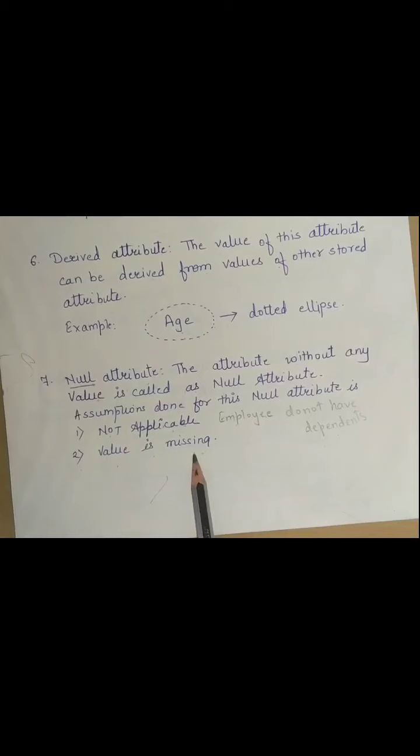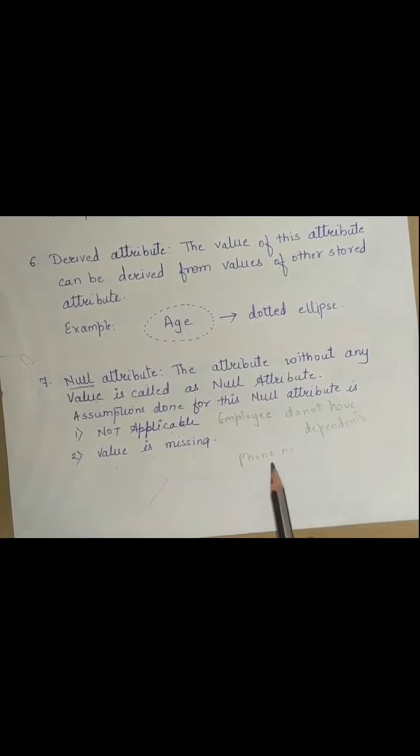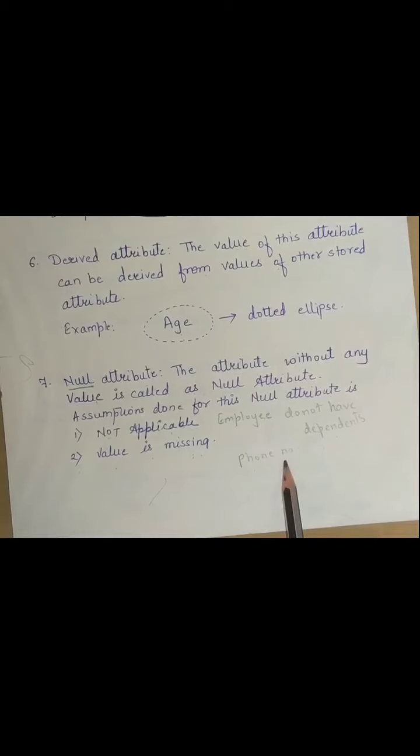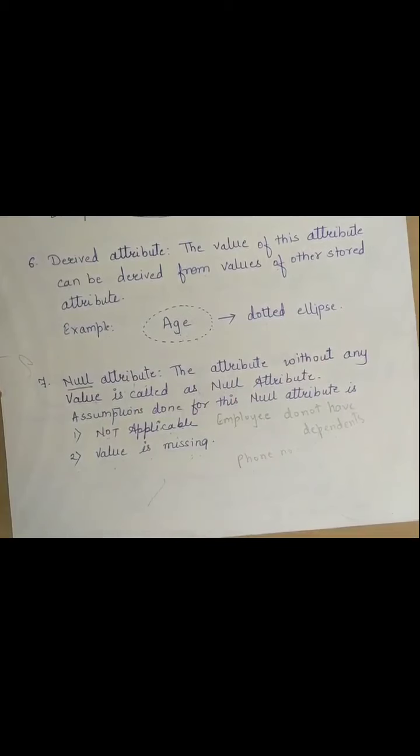The other example I can take here is the phone number. The phone number of any employee can be null, as the employee may not have any telephone connection. That's why we can say the value for this particular phone number can be null. So we say a null attribute is the attribute without any value. These were the 7 types of attributes.